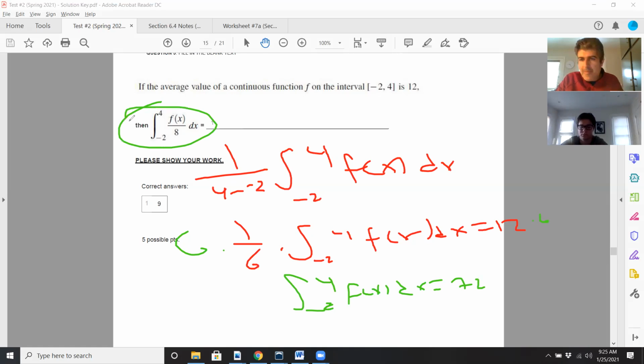And guess what I'm asking you to do here? I'm asking you to take the integral and divide by 8. So you can pull out the 1/8, write the integral, and I know that the value of the integral on its own is 72. So the answer is just 1/8 times 72, or 9. And that's all.